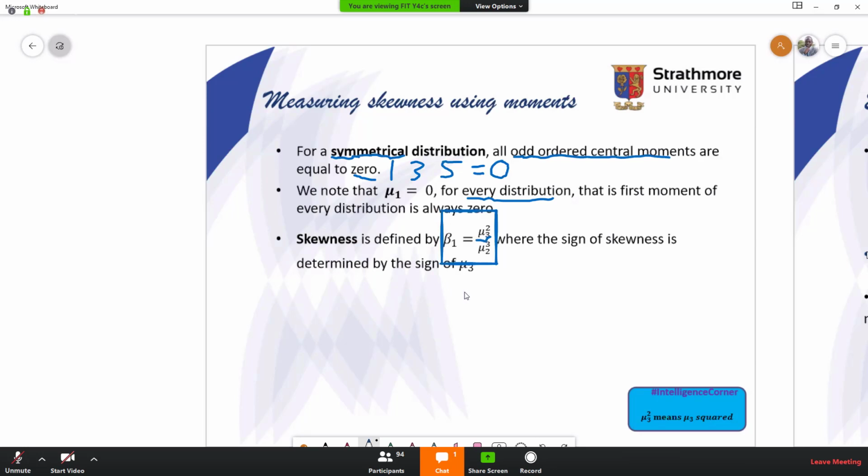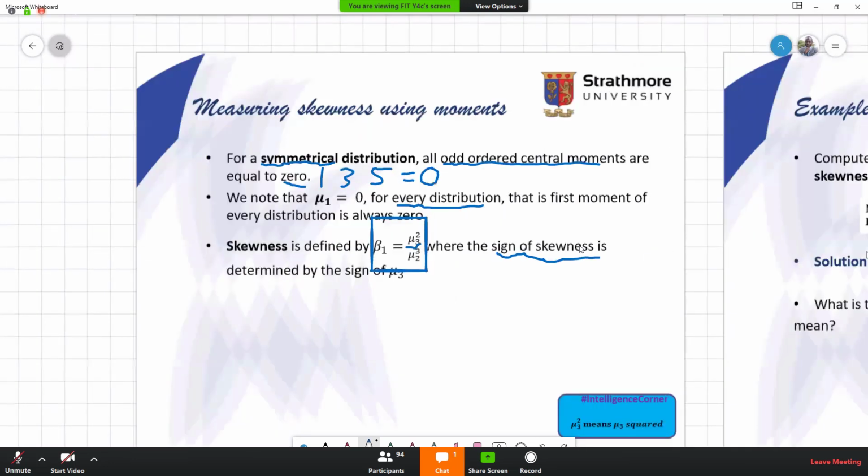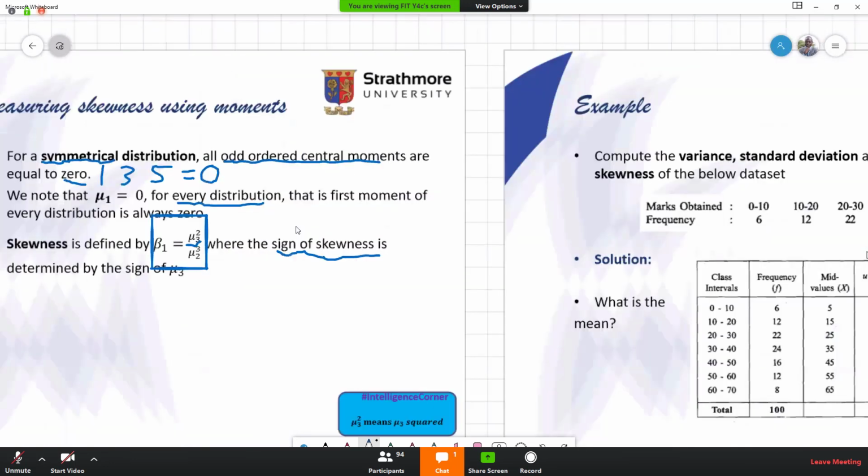Then I will take the sign of the skewness, positively skewed or negatively skewed, from the third moment. If my third moment was negative, I will say the data set is negatively skewed. If it's positive, I will say it's positively skewed. This is well understood by doing examples. So we are on to our example 1, which might define a lot for us today.